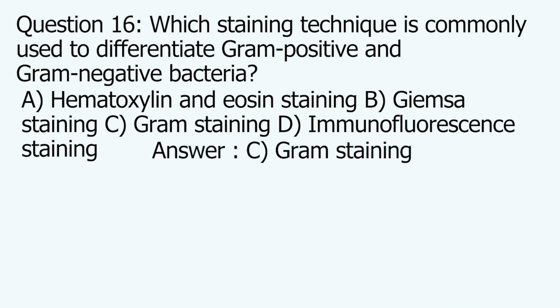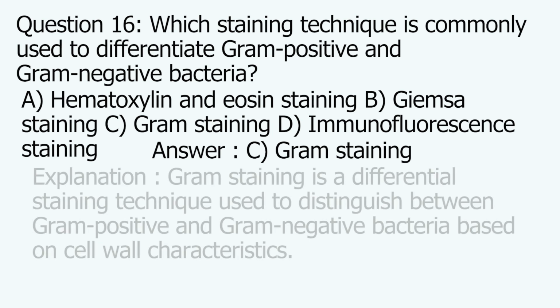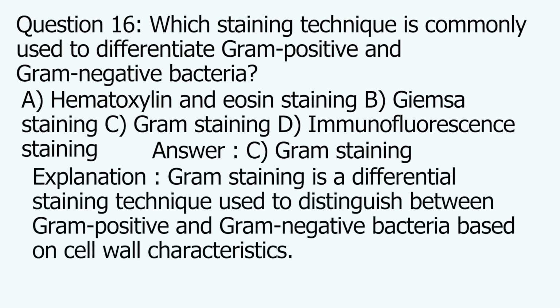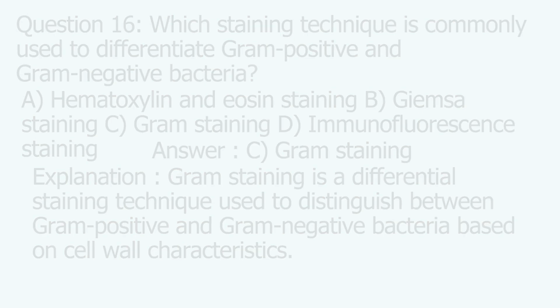C. Gram staining. Explanation. Gram staining is a differential staining technique used to distinguish between gram-positive and gram-negative bacteria based on cell wall characteristics. Electrophoresis.